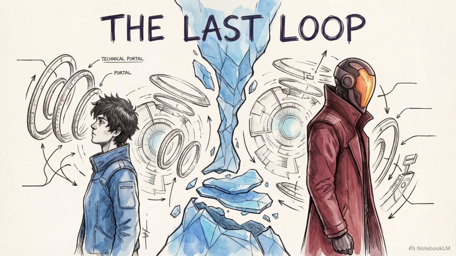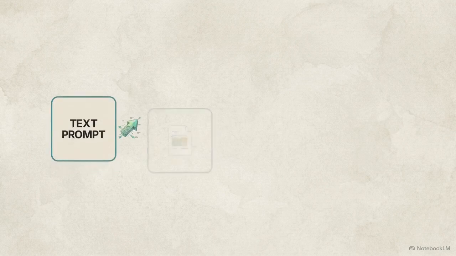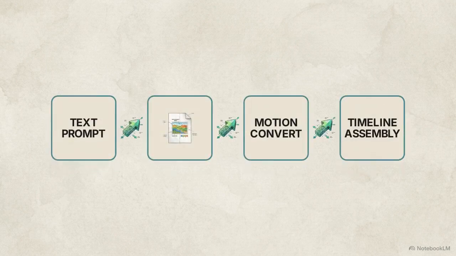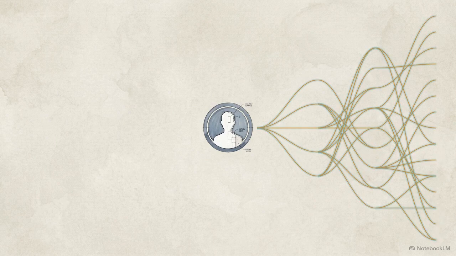To see exactly how this works, we're going to deconstruct a 15-scene sci-fi epic called The Last Loop, following our protagonist Aarav and his collision with a villain named Dev. This 4-step architecture builds a cinematic universe from zero. It starts with text prompting, moves to image creation, motion conversion, and final timeline assembly. Connecting this pipeline scales a single creator into a fully functional production house.